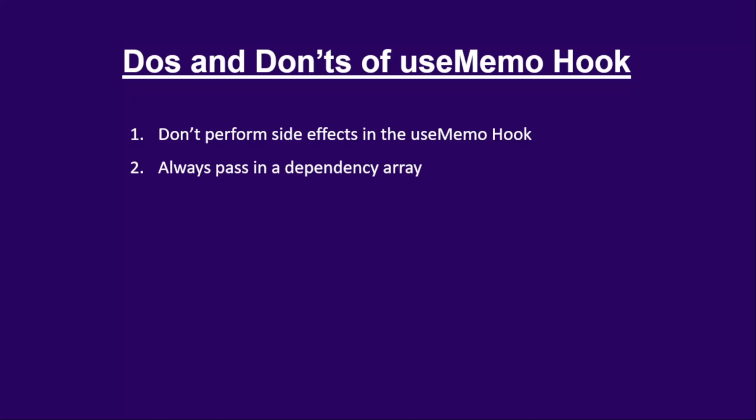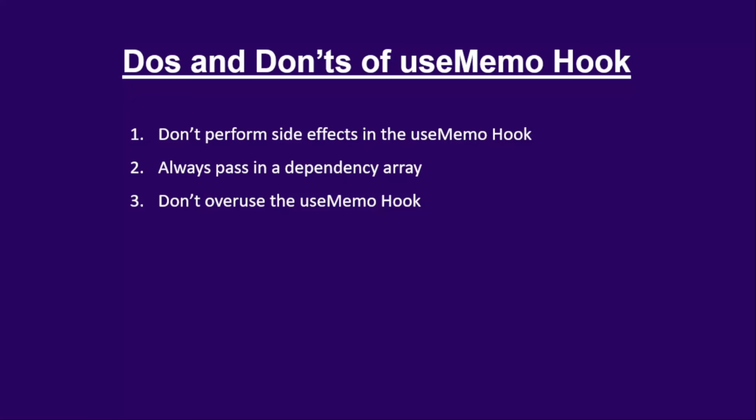The next thing is always pass an array of dependencies. You can't have the array of dependencies empty because the main purpose of the useMemo hook is to perform a particular calculation only when a particular variable changes. So if you don't put the variable that it depends on, then there's no use for the useMemo hook.